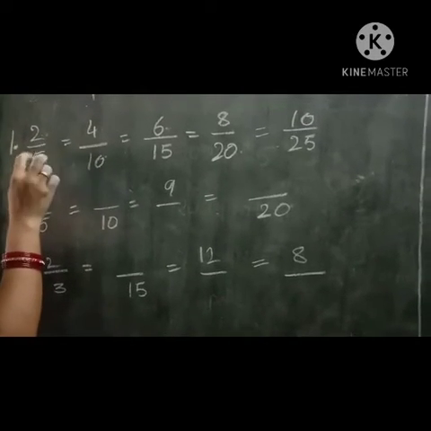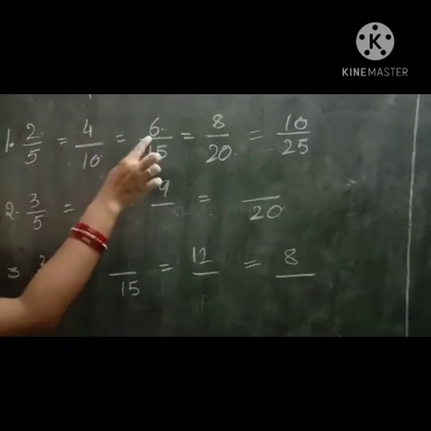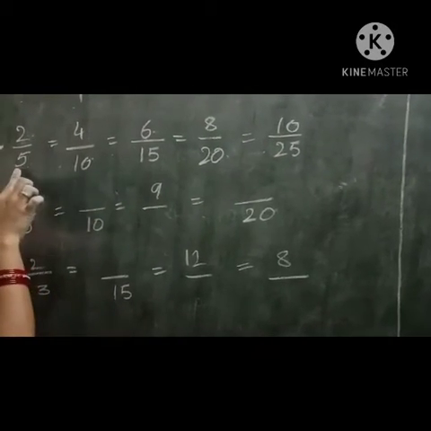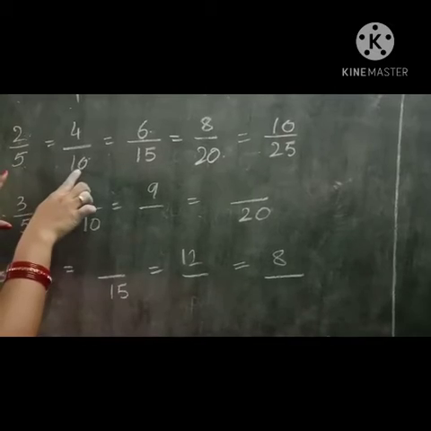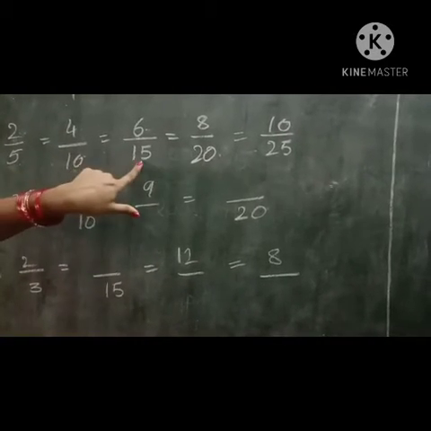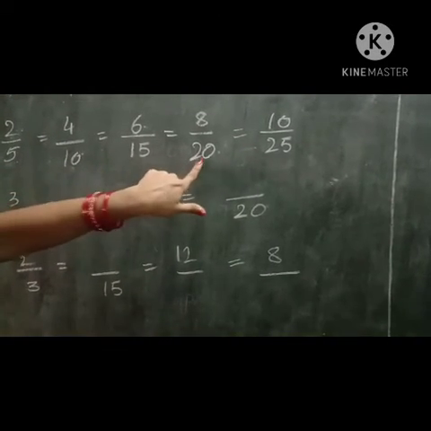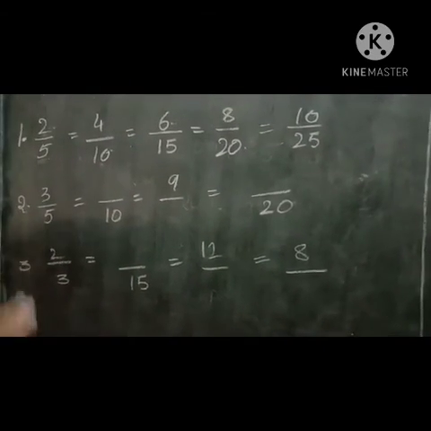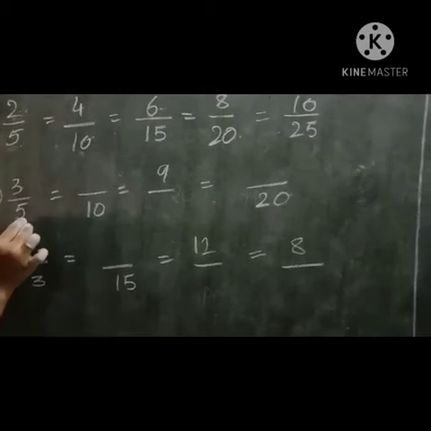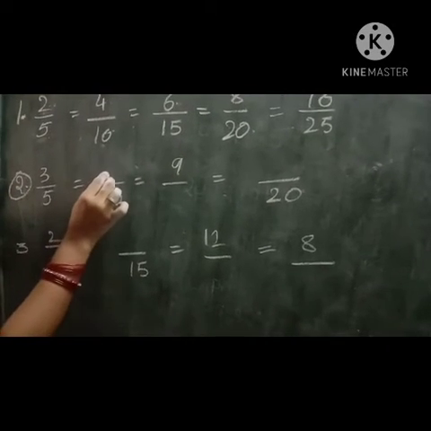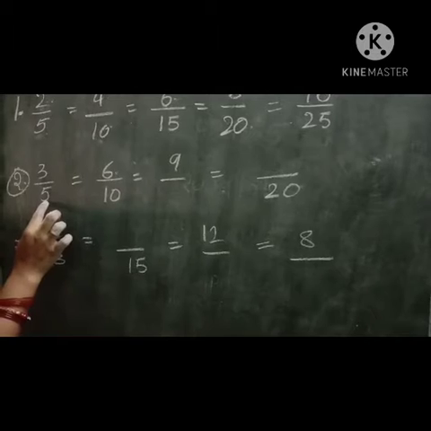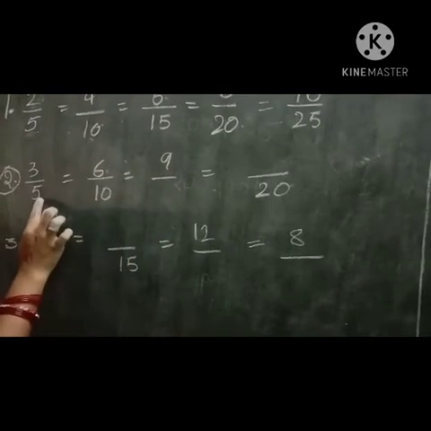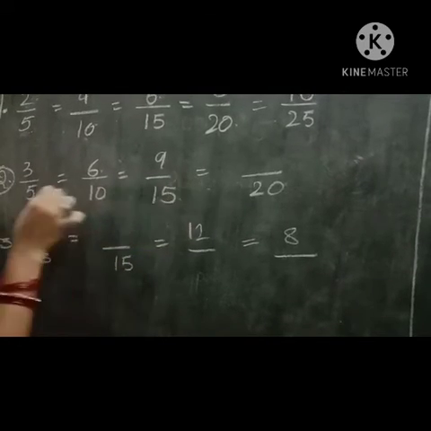2 by 5, 2 2s are 4, 2 3s are 6, 2 4s are 8, 2 5s are 10. 5 1s are 5, 5 2s are 10, 5 3s are 15, 5 4s are 20, 5 5s are 25. Okay, now see the next second one. 3 by 5, 3 1s are 3, 3 2s are 6, 5 2s are 10, and again 3 3s are 9, 5 3s are 15.